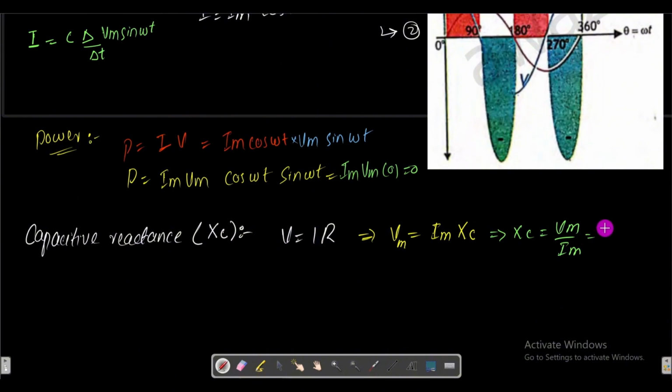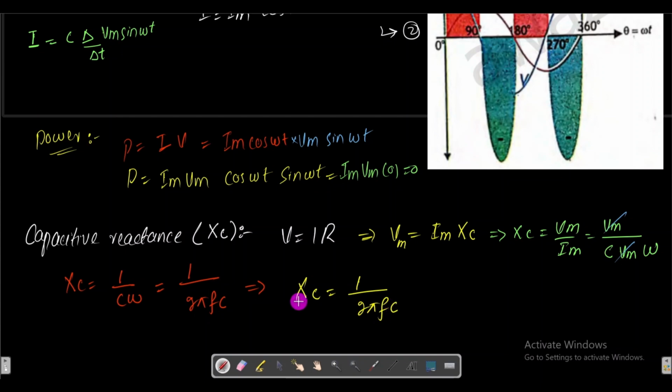This Vm comes in its own position, so here CVm into omega, and the Vm and Vm will be cancelled, which gives Xc is equal to 1 over C omega, and instead of omega we put 2 pi f, so Xc is equal to 1 over 2 pi f C. This is the relation for the capacitive reactance. Now for the DC, the frequency is 0, so this relation becomes Xc is equal to 1 over 0, which is equal to infinity.